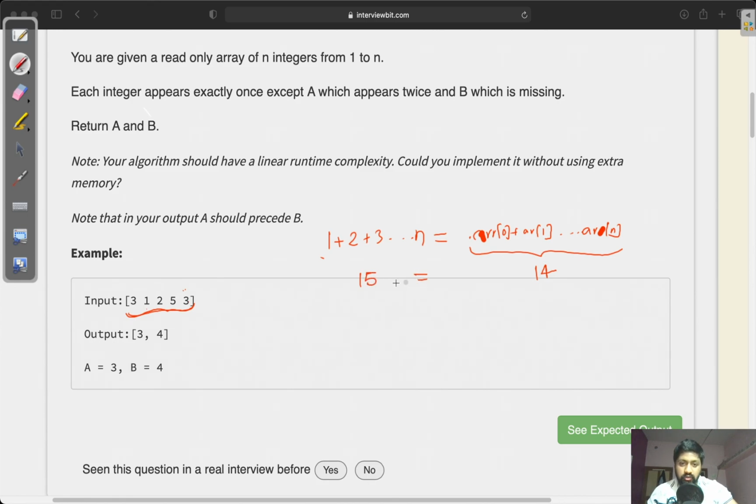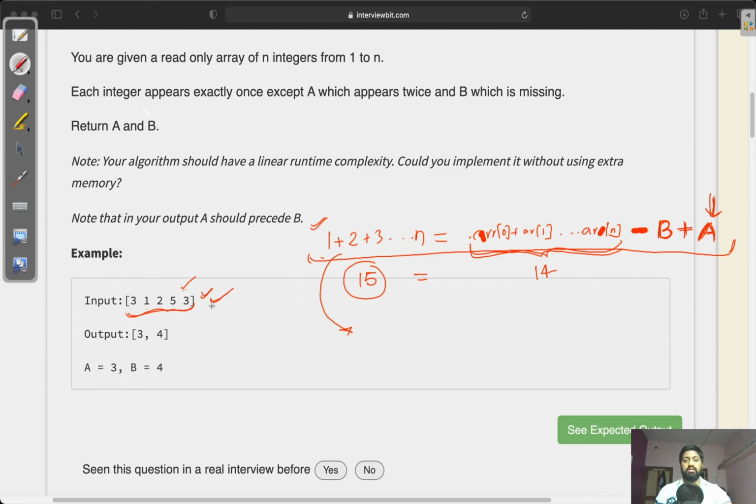So actually, if the sum of 1 to n is 15, then it should be equal to the given sum minus the number which is repeated twice plus the number which is missing. Just understand this equation. We have the sum of 1 to n, which is equal to the sum of all the elements in the array, minus the number which is repeated twice, plus the number which is missing. This is the valid equation according to our condition to find a and b.